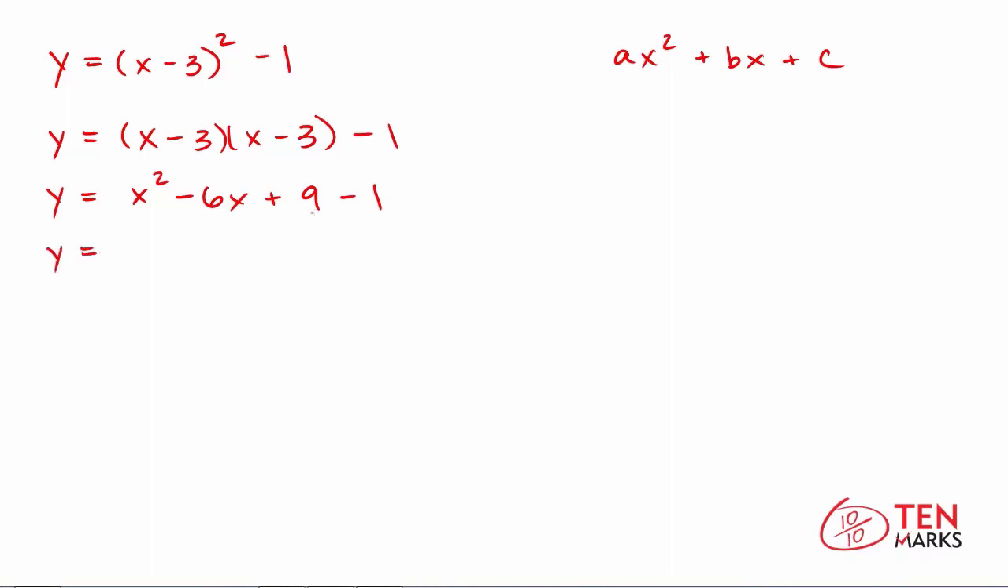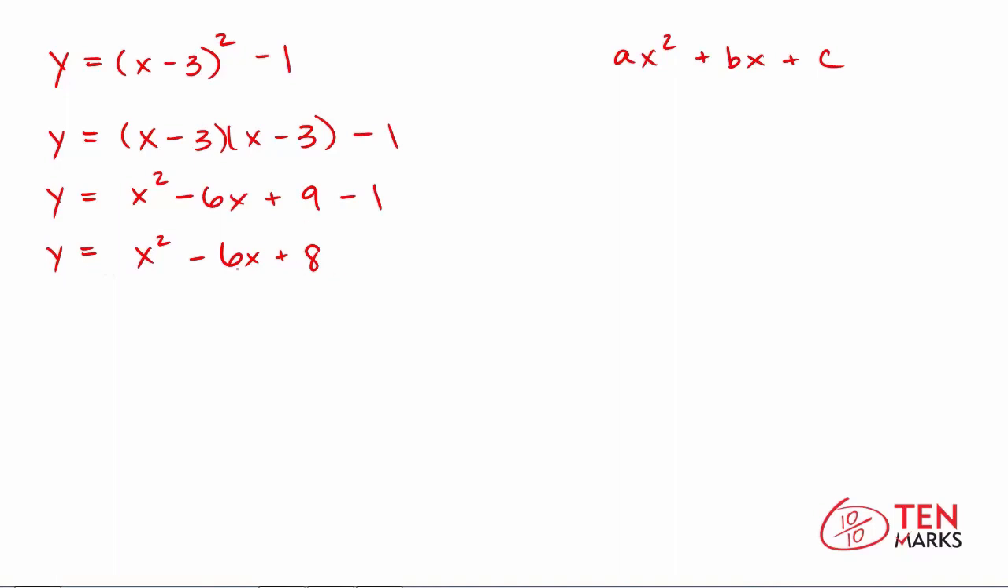The only two like terms you have here are the 9 and the 1. So x squared stays the same, minus 6x stays the same, and then 9 minus 1 is positive 8. So you end up with that. So now you've got your quadratic expressed in standard form.